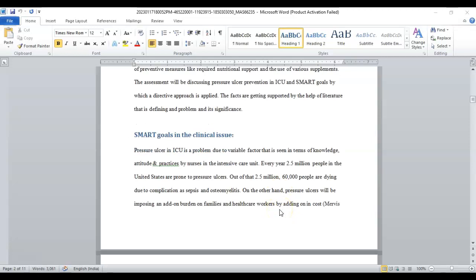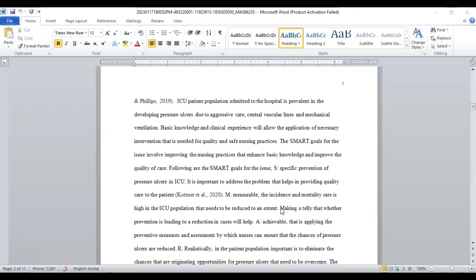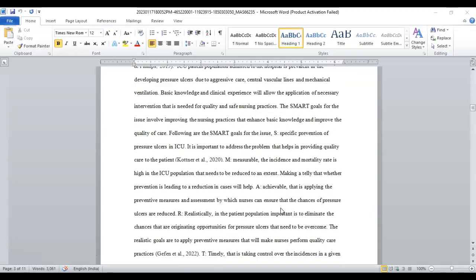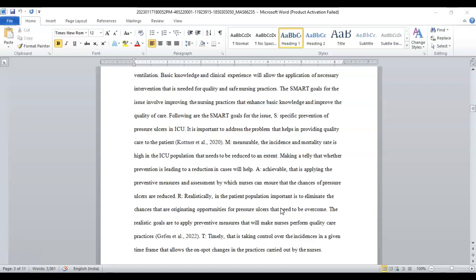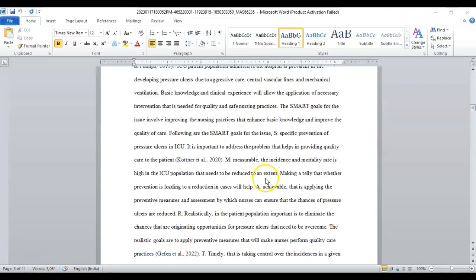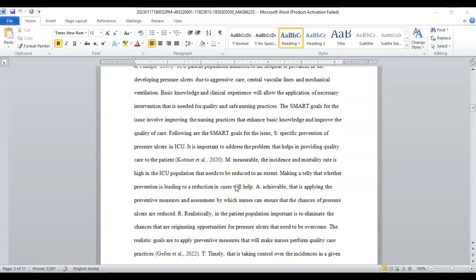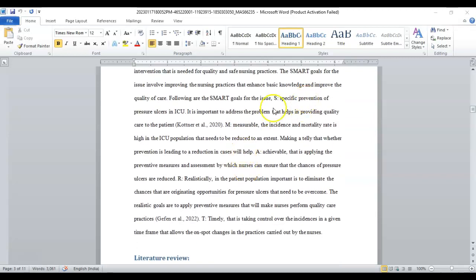We are going to enlist SMART goals, how we are going to prepare and deliver an outcome-driven as well as time-framed approach that is going to solve our problem, that is pressure ulcers in ICU, and how the approaches need to be implemented to prevent pressure ulcers in ICU. So we have defined the SMART here, and we have also bifurcated the components, which is SMART, that gives an outcome-driven approach.